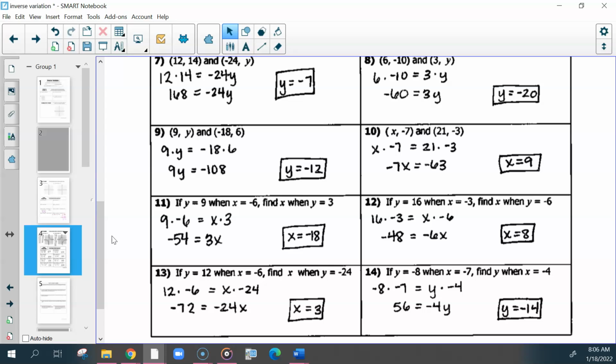As you finish up here, the answers to those: 8 was y equals -20. 9 was y equals -12. 12 was x equals 8. And 13 was x equals 3. These are all done the equation method. Does anyone want to see the other method for any of these? Anyone have questions on any of these?